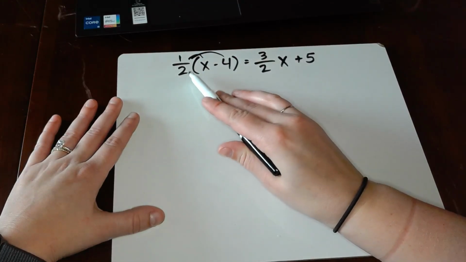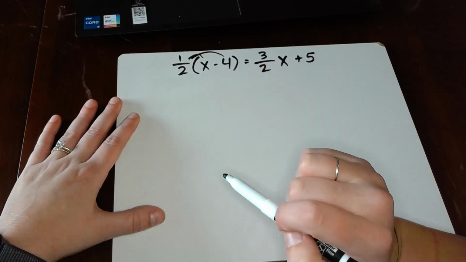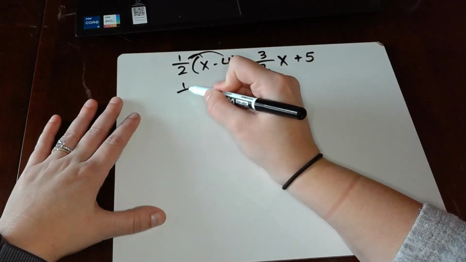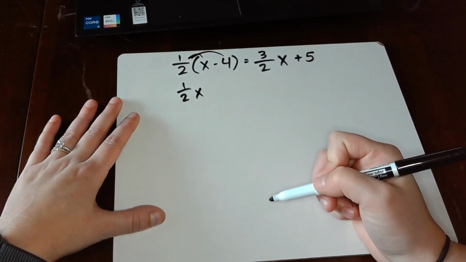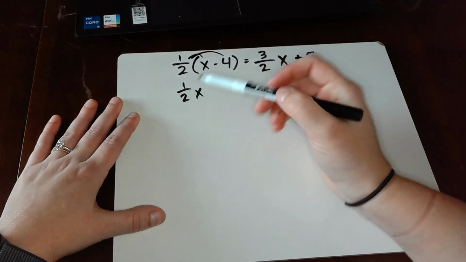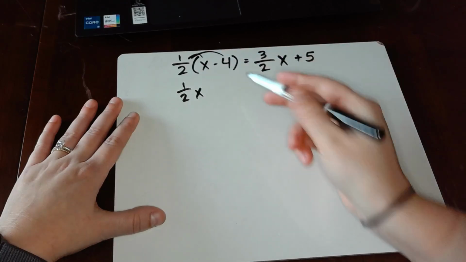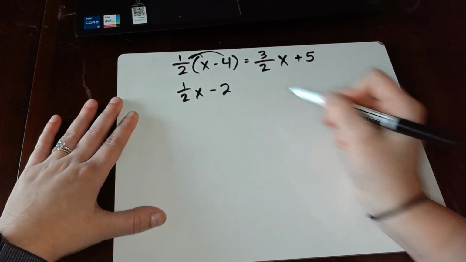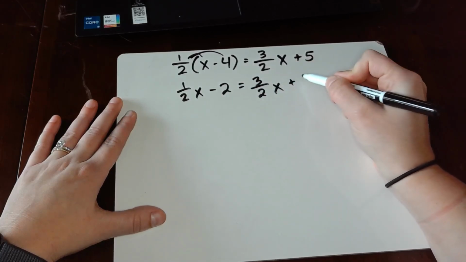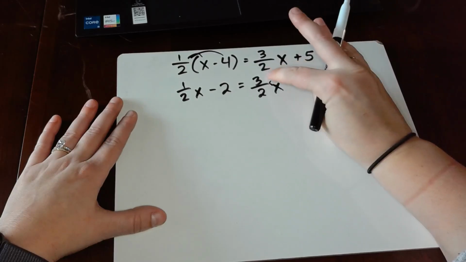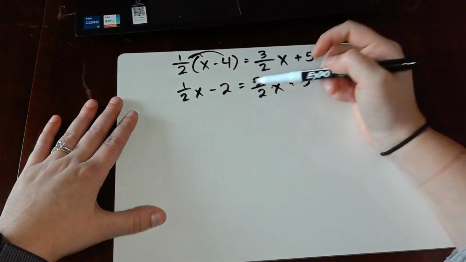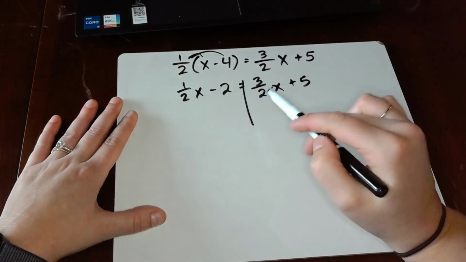You are distributing this half to everything inside the parentheses. So it is 1/2 times x. Well, that would be 1/2 x. All right, well, what is 1/2 times -4? Or guys, read it as, what is half of -4? -2. That's going to equal 3 over 2x and a positive 5, because we can't combine these two. So we've officially gotten it down on both sides where we have variable and constant, variable and constant.